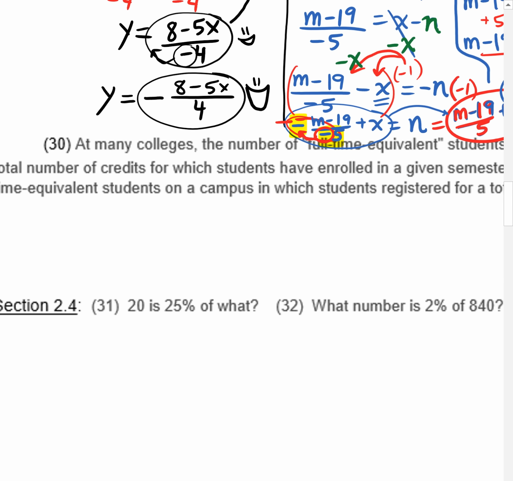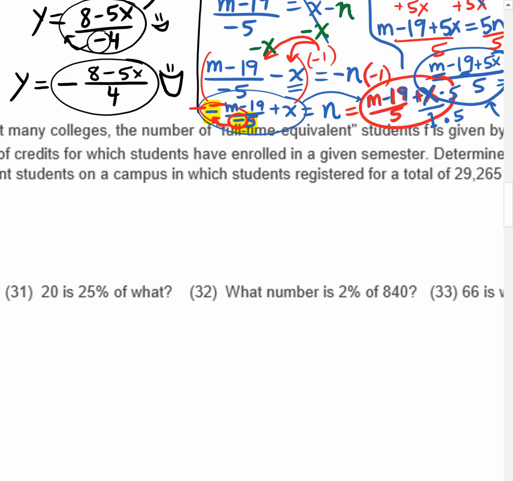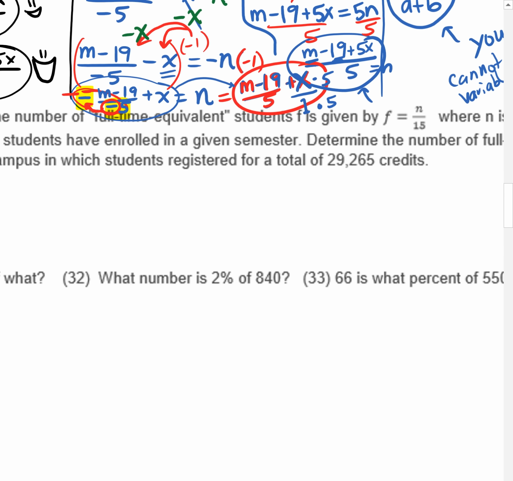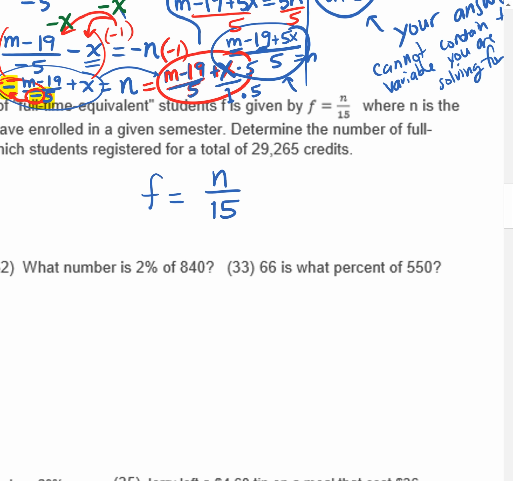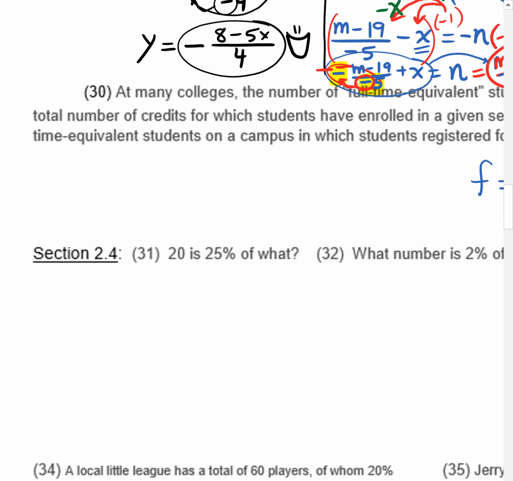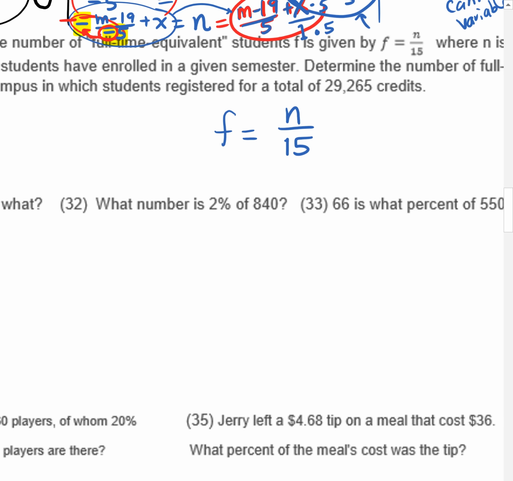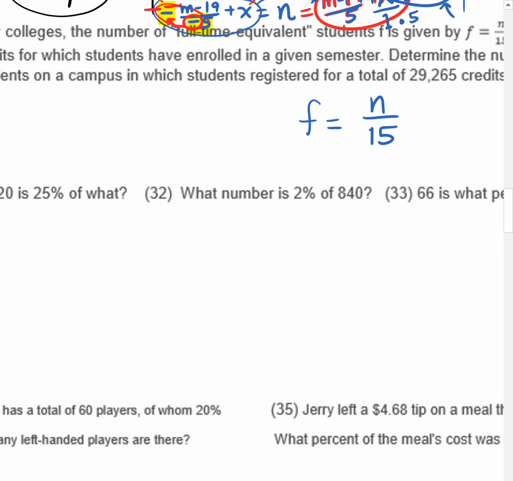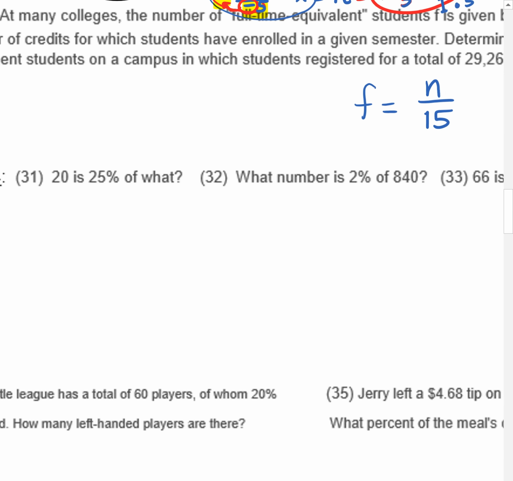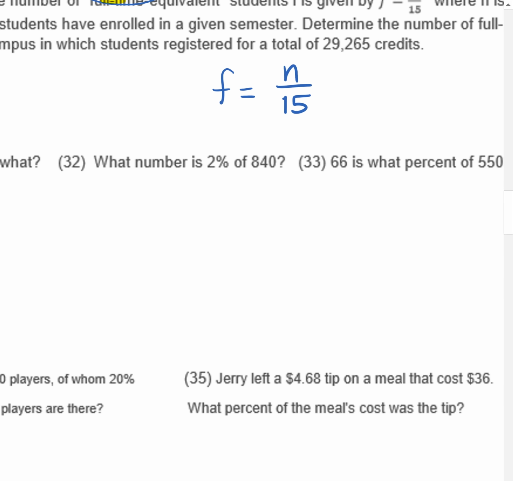It looks complicated, but it's not. At many colleges, the number of full-time equivalent students, F, is n over 15, where n is the total number of credits for which students have enrolled in a given semester. They want us to determine the number of full-time equivalent students on campus in which students registered for a total of 29,265 credits. So remember, they said the number of credits is n, so they must be giving us n here.